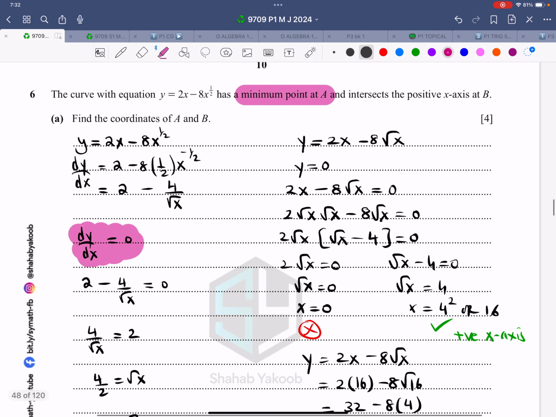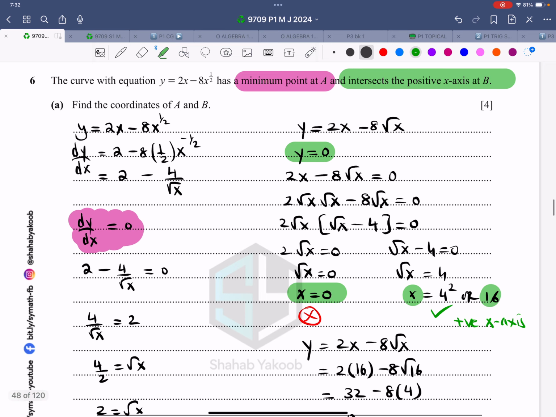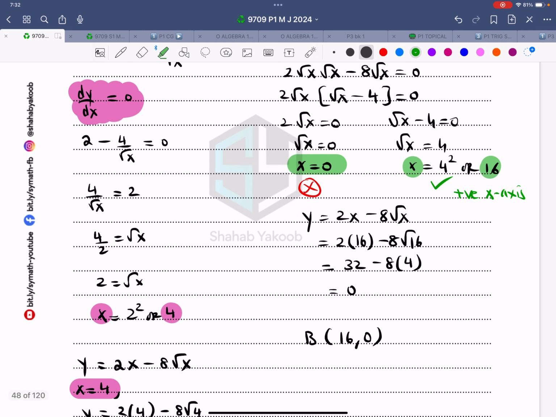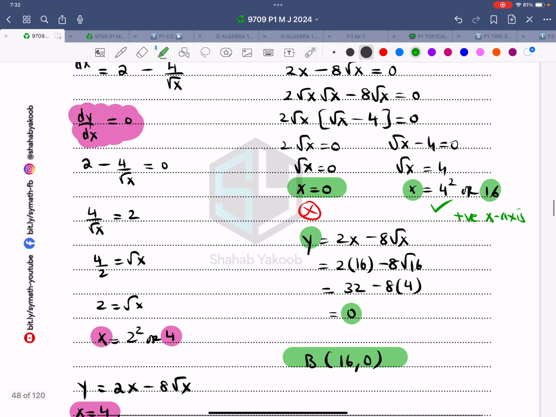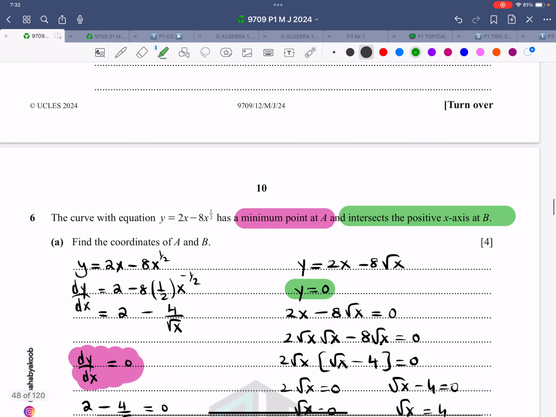That is the first thing. And then it also says that it intersects the positive x-axis at B. So intersects the x-axis, y coordinate is 0. We solve and we get x equals 0. We get x equals 16. This is rejected. Why? Because 0 is not positive. What is the positive value? That is 16. Again, we plug in the original equation, that means the equation of the curve, just like over here. And then we solve and we get this answer, that is 0. So the coordinates of B is 16, 0. So A is found, B is found for 4 marks.